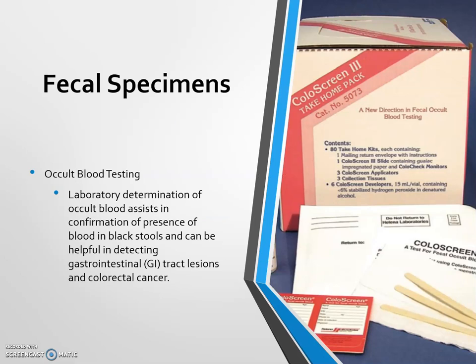There's occult blood testing. This is to detect blood in the stool. Laboratory determination of occult blood assists in confirmation of the presence of blood in black stools and can be helpful in detecting GI lesions and colorectal cancer. It can also be very helpful in Crohn's disease as well.